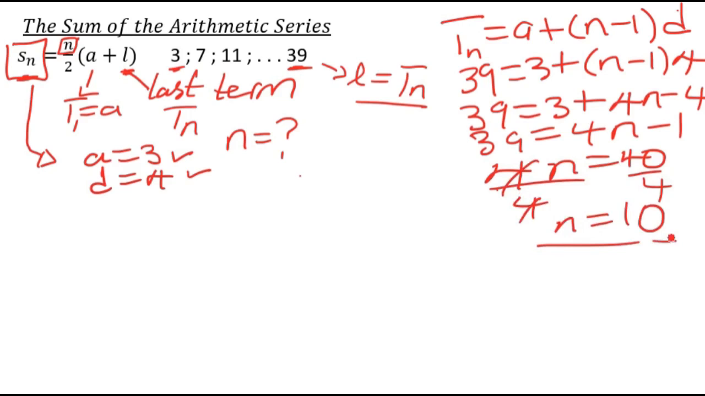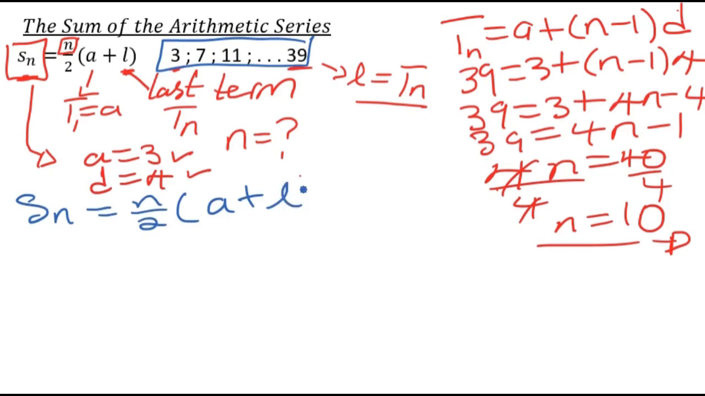Now that n is equal to 10, we also know that the number of terms in our series here is 10. This one is the first term, that one is the last term, but all in all, they are 10. They are equal to 10. All right, so let us find the sum. That is n over 2 there, a plus the last term.